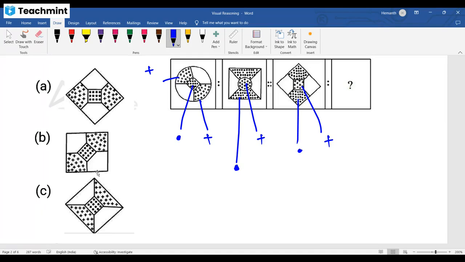Middle one dot becomes plus, outside plus becomes dot. Now here, the options: this is dot internally. We need dot internally plus outside. Every option is like that only. All options are in that fashion only. Among A, B, C, there is no other D option there. Only three are available. Is it A or B or C?